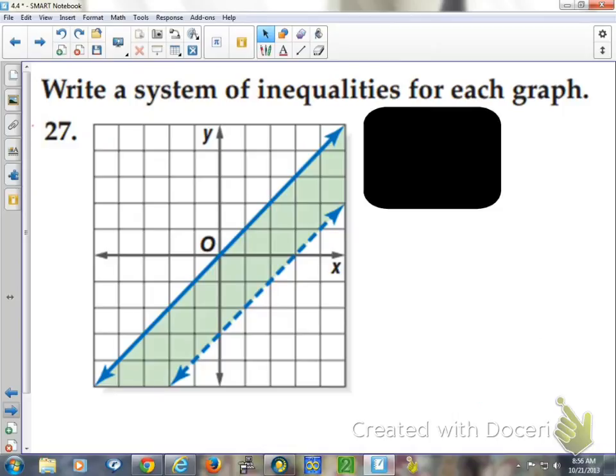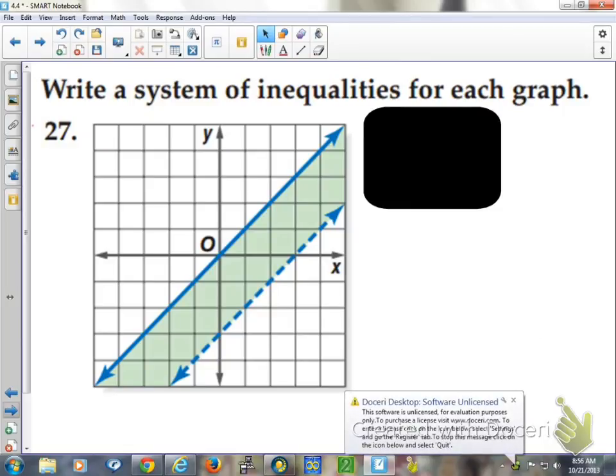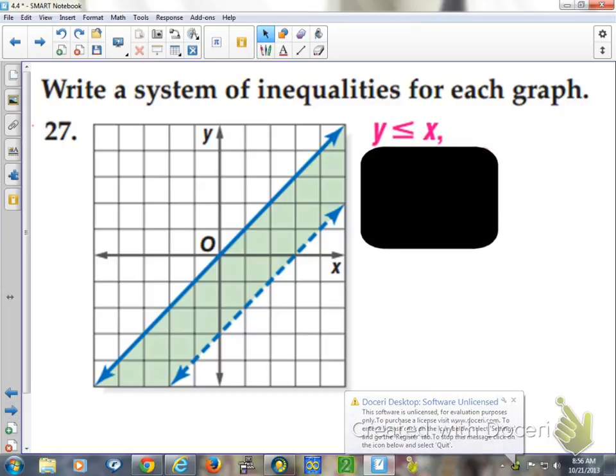Y-intercept of 0, slope of 1. Now, are we shaded above or below that line? Below. Is it solid or dotted? Solid. So it's going to have an equal sign. It's going to be less than. So y is less than or equal to. We said slope of 1, y-intercept of 0. So wouldn't that just be y is less than or equal to x? Because there's no point in adding 0. Y is less than or equal to x plus 0.